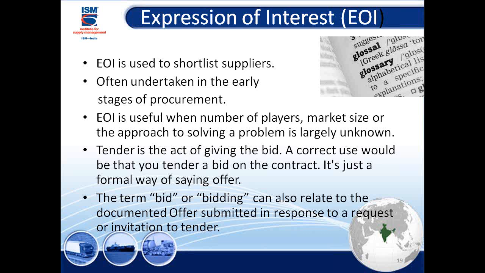So companies will come with interest, they'll send us the information, whatever we wanted, they'll give us. Then we'll try to see. It helped us in identifying and shortlisting the companies. And this could be followed by an extra RFI if I need more clarifications. So these are done in the early stages of procurement. EOI is very useful when the number of players, the market size and the approach to solving a problem are largely unknown. Sometimes we don't know the market.